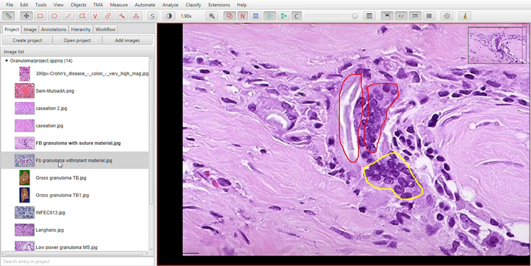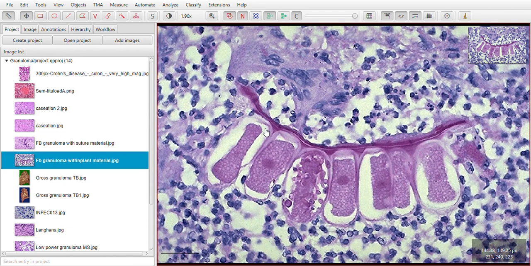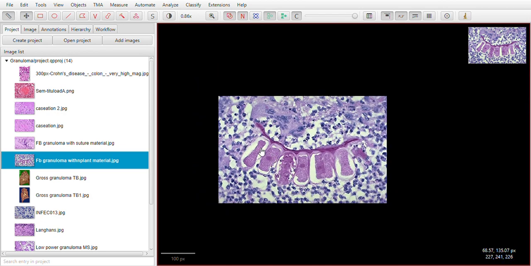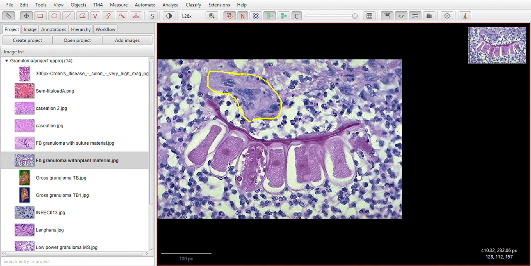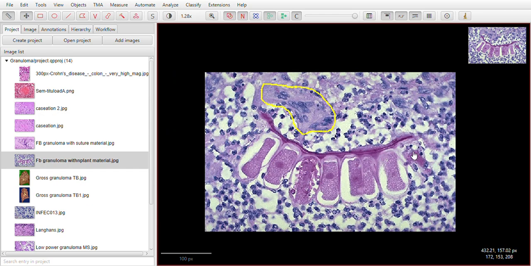Another example of foreign body type of material is plant material, against which you can see a giant cell forming here. But you can appreciate that these are haphazardly arranged nuclei. You don't find too many epithelioid cells over here, but you see a lot of these dot-like structures, which are lymphocytes, against this plant material. So this is a foreign body type of granuloma.